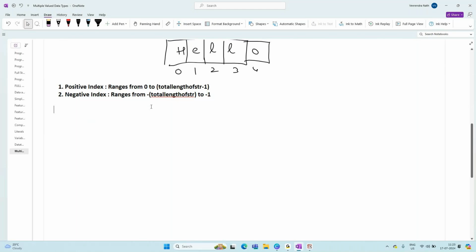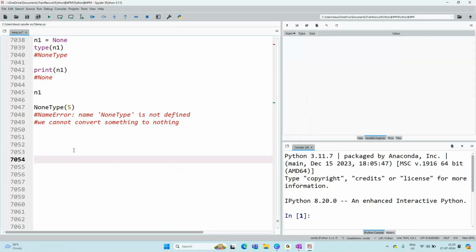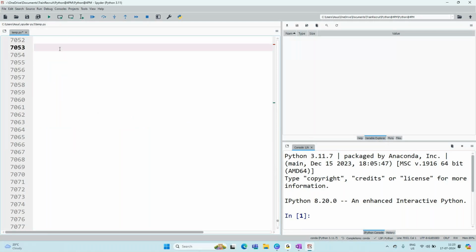Now we will talk about accessing the elements. Accessing elements of str. But before going to this str accessing, I want to give you a clear picture.